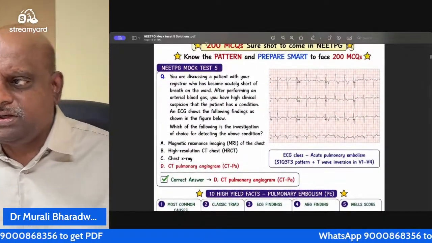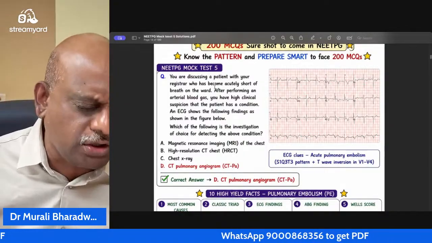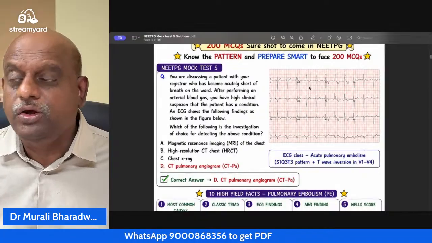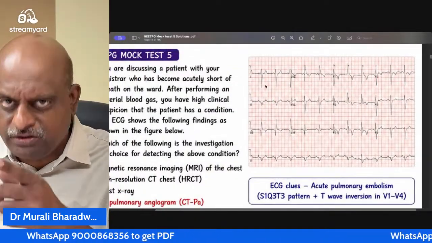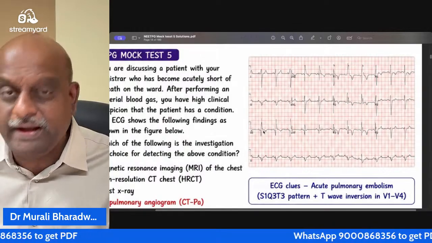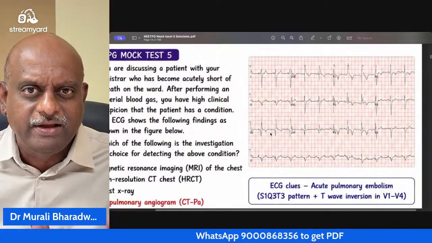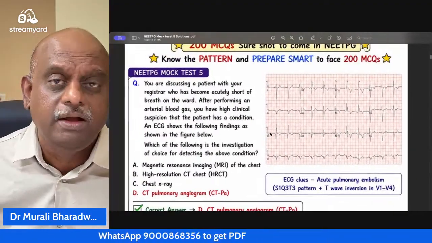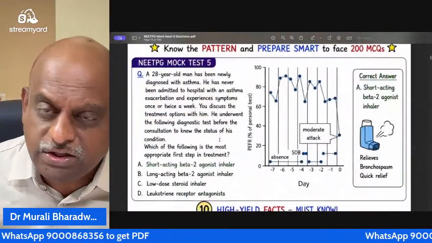Now this patient has acute onset of shortness of breath. What do you see here, doctor? You are seeing lead 1, after the R wave, there is an S wave, S1. Q3, before the R wave, there is a negative wave, Q3 in lead 3. T wave inversion is there. S1, Q3, T3 is the feature of pulmonary embolism. CT pulmonary angiogram is considered to be the investigation of choice.